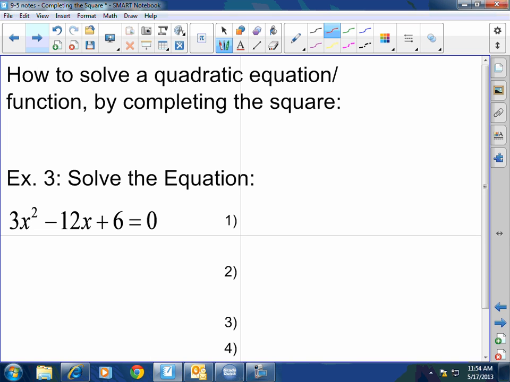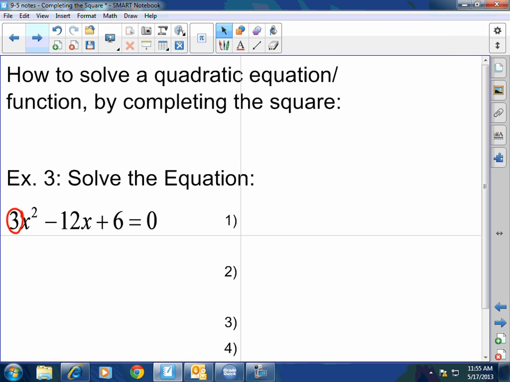Do you guys notice how I have a 3 here as the a? Please commit this to memory. When completing the square, I have to have the leading coefficient equal to 1. The coefficient in front of x squared has to be 1. So if it's any other number, if it's negative x squared, 5x squared, 3x squared, 17x squared, whatever number a is, I have to divide that out of the fraction, okay?